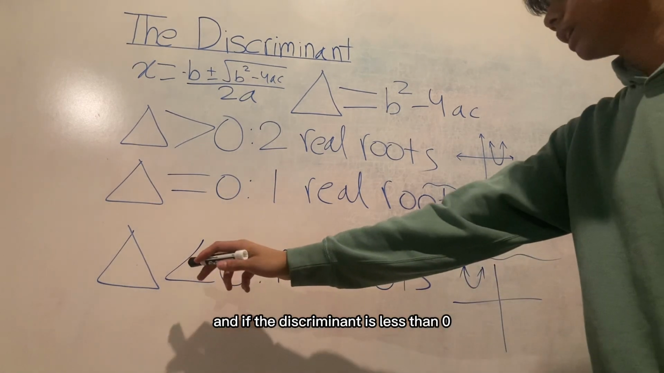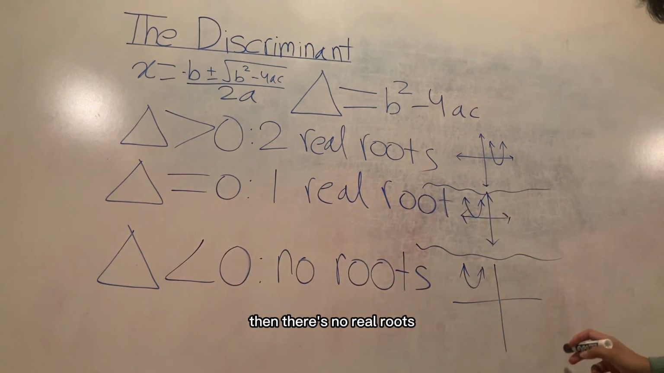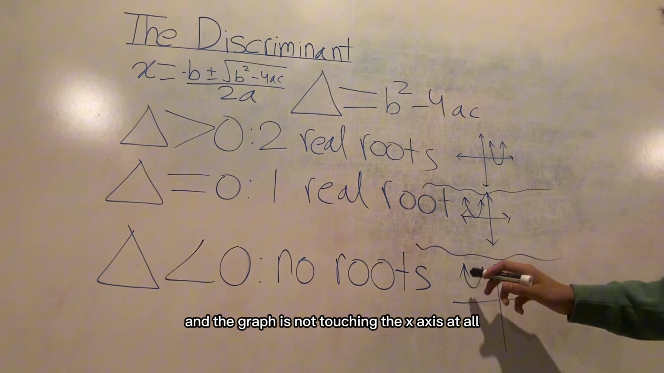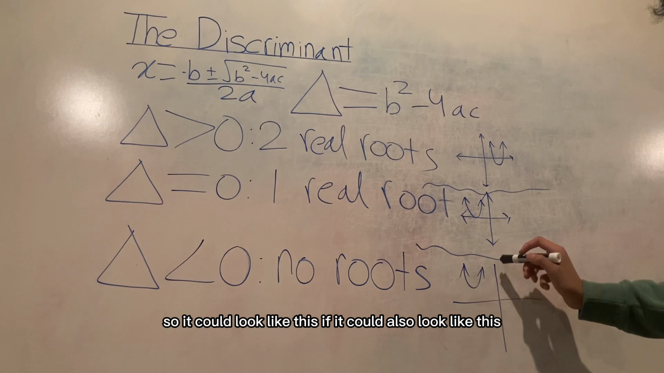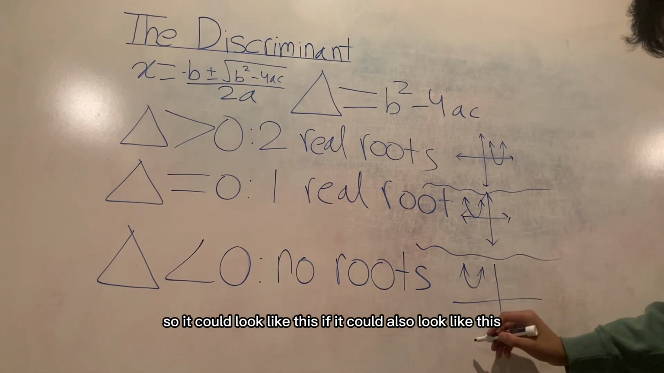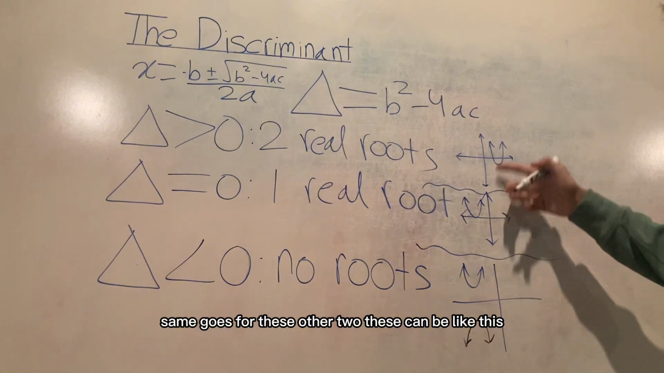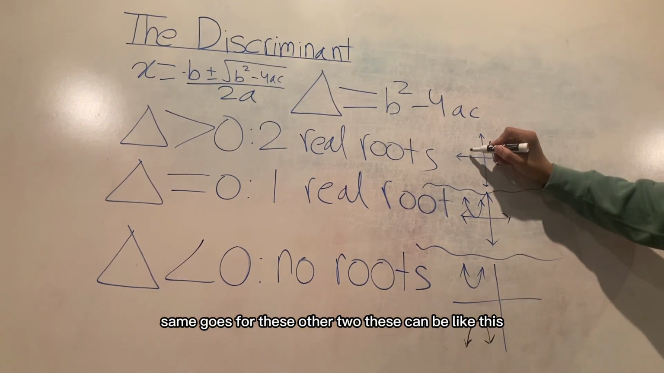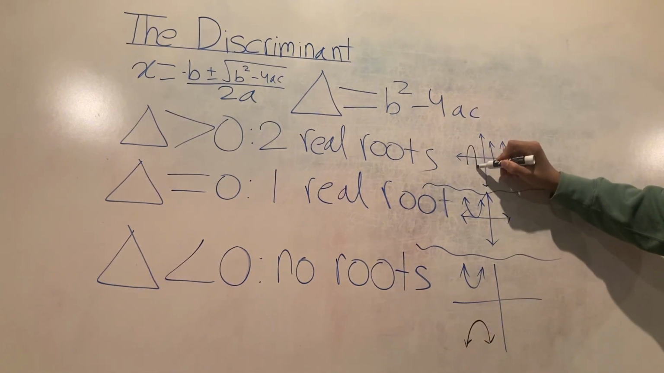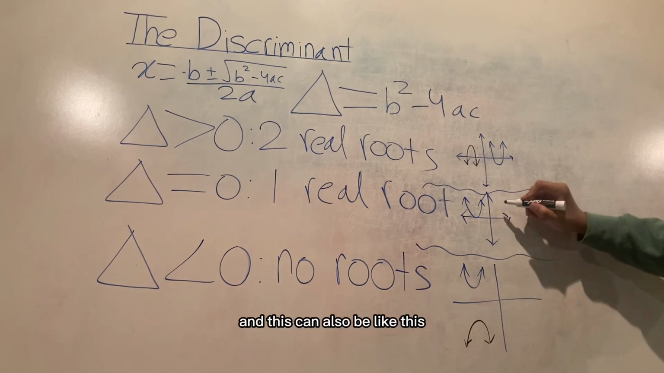And if the discriminant is less than 0, then there are no real roots, and the graph is not touching the x-axis at all. So it could look like this. It could also look like this. Same goes for these other two. These can be like this, and this can also be like this.